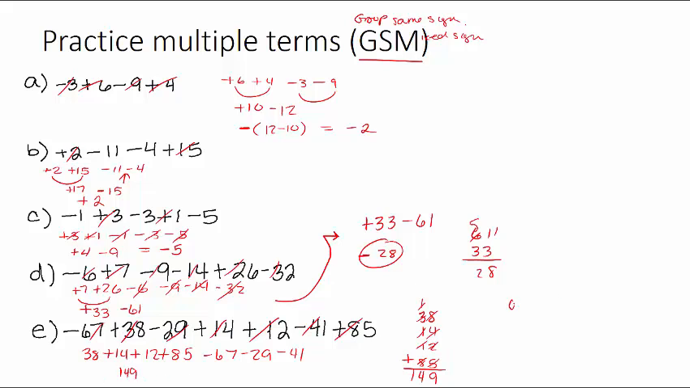And then for our negatives, we have 67, 29, and 41. So we have 10, 17, 10, 12, 13. So we have 149 and negative 137. So we have more positives. Our answer is going to be positive. And 149 take away 137 is 12.